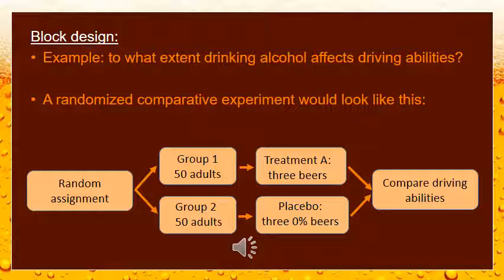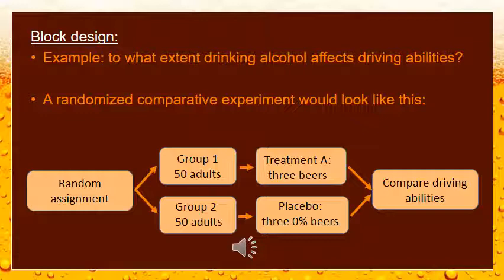I have 100 subjects for that experiment. So I would randomly assign them into two different groups. My first group of 50 subjects will receive a treatment. They would drink 3 beers here. And my second group, composed of 50 similar subjects, would receive a placebo. They would drink 3 beers, but without any alcohol content. So here I have my experimental group, group 1, and my control group receiving the placebo, group 2.